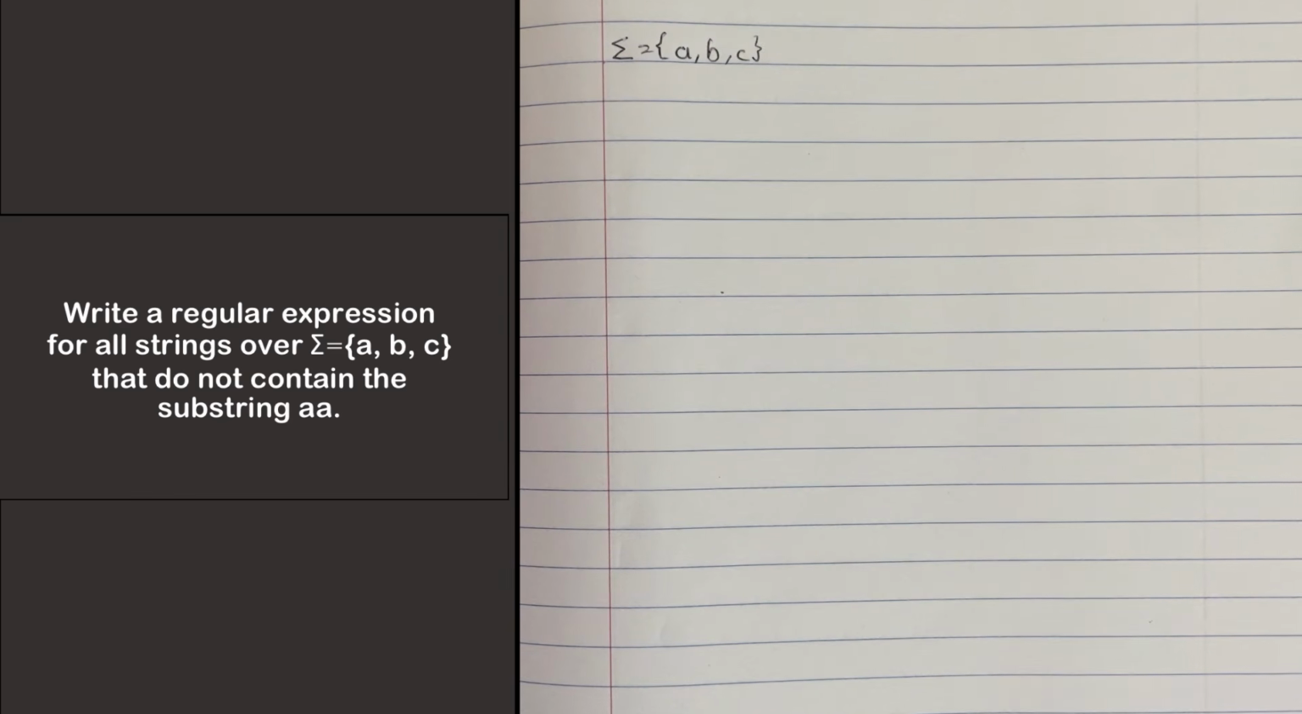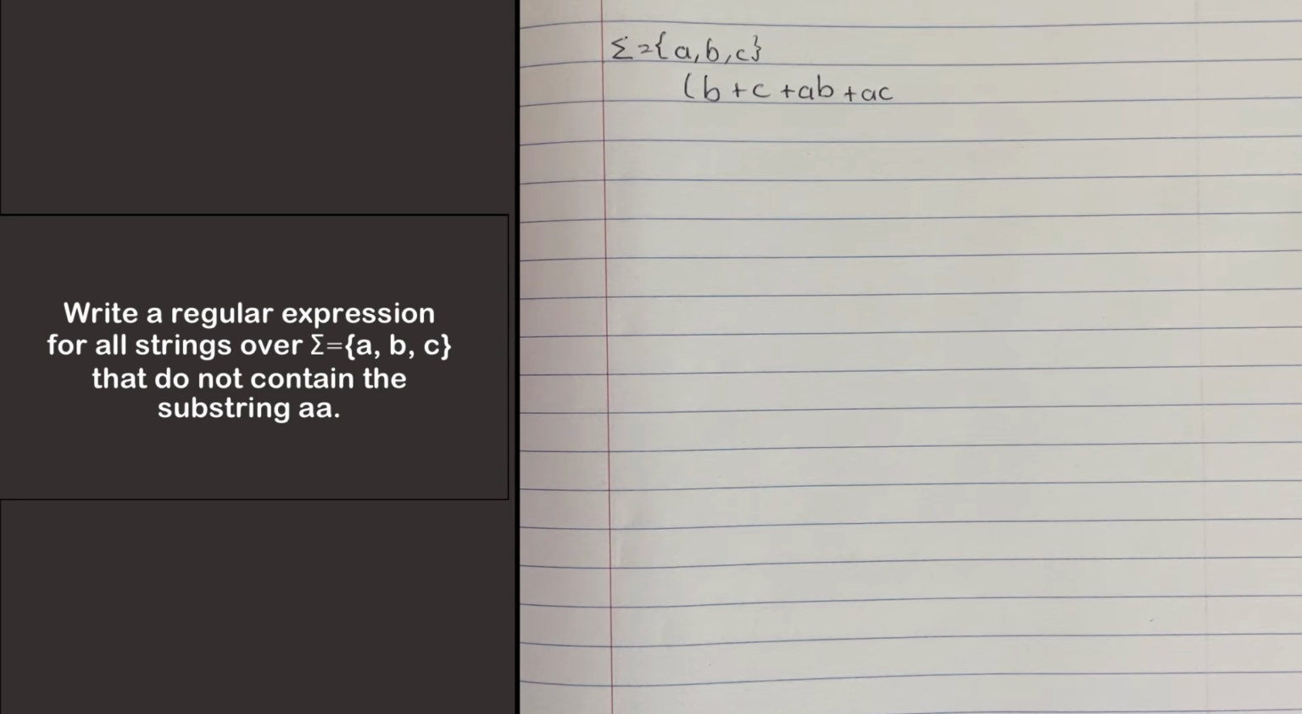Question 6. Write a regular expression for all strings over the alphabet A, B, C that does not contain the string AA. So like the previous question, the trick is to prevent the occurrence of two consecutive A's. So wherever we see our first A, we have to concatenate it with any other symbol apart from A. So we can have B or C, but wherever we see one A, we concatenate it with a B or a C, any other symbol apart from A.